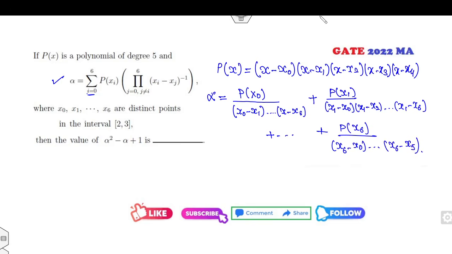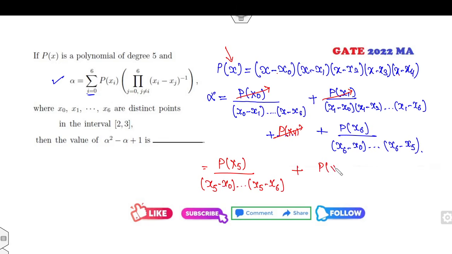Fine. Now, what is the value of P(x0)? P(x0) is 0, so this number is 0. P(x1) is also 0, up to P(x4), which is 0. Fine. So the only quantity left behind is P(x5) divided by (x5 − x0) up to (x5 − x6), plus P(x6) divided by this value.